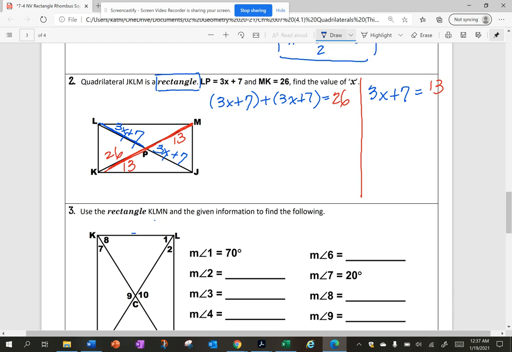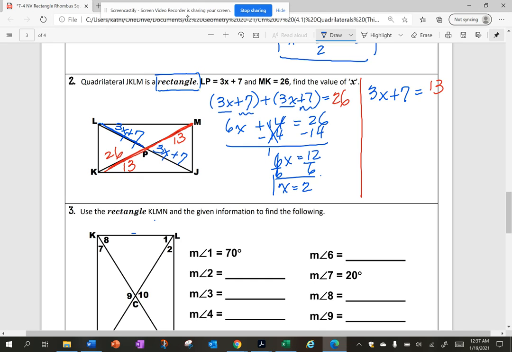Okay, so solving, I'm going to combine like terms first. 3x plus 3x is 6x, 7 plus 7 is 14, equals 26. I'm going to add the inverse, so I'm going to subtract 14. So 6x equals 12. Divide both sides by 6, the coefficient next to the variable, so I get x equals 2.